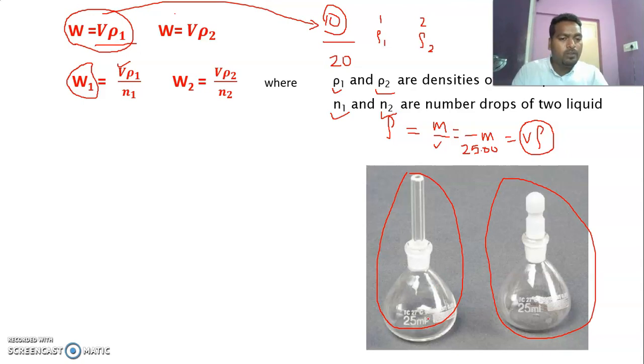We measure the volume with the help of this gravity bottle, and by using a weighing balance we can measure its mass. If you divide the mass by its volume, you will get density. So now we have calculated the density of the liquid by using the specific gravity bottle.